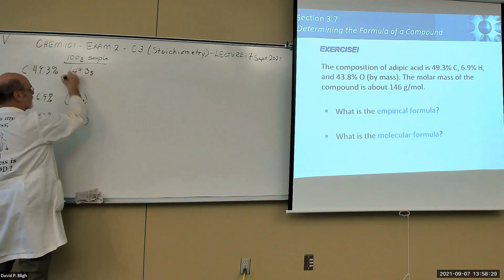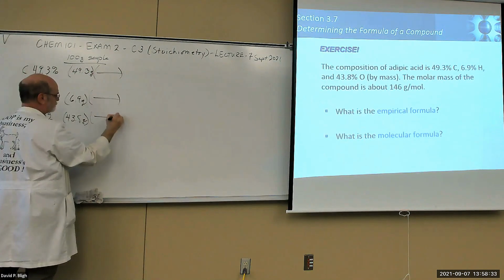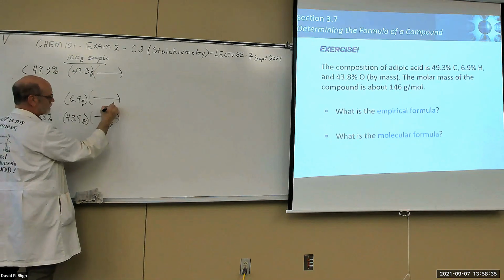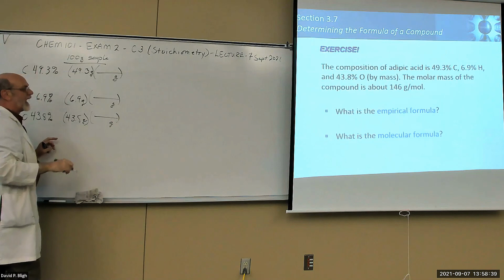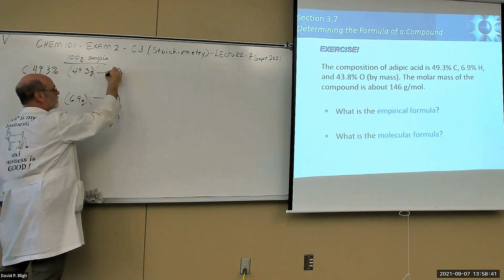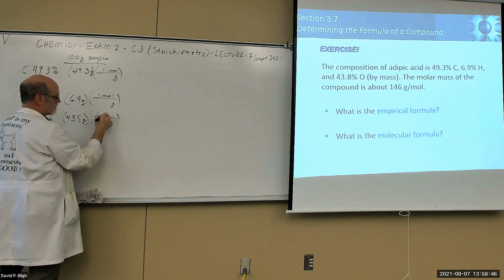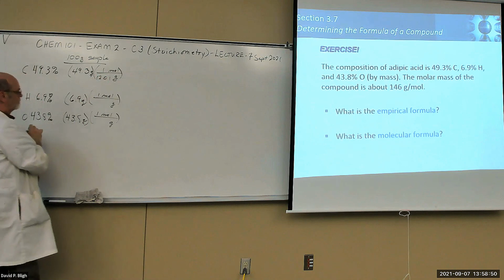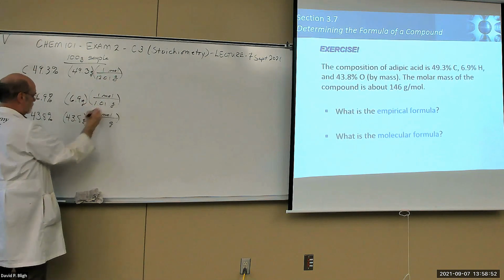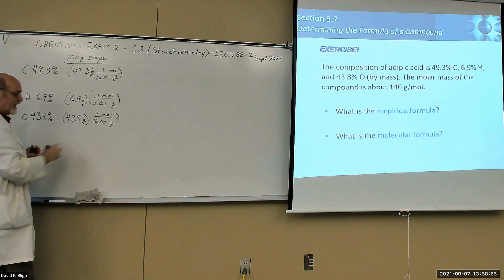Now Henry Ford jumps in again. We've got to get rid of grams, with grams in the denominator and moles in the numerator, and we need the number of moles. So 1 mole of each one has a different mass. Carbon is 12.01, hydrogen is 1.01, oxygen is 16. That gives us moles.